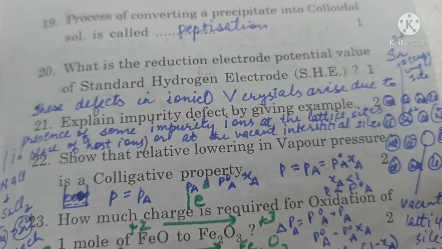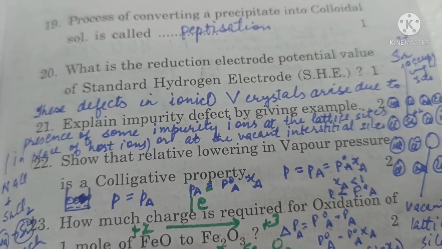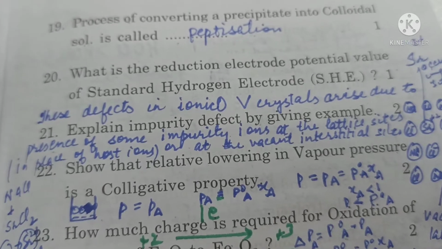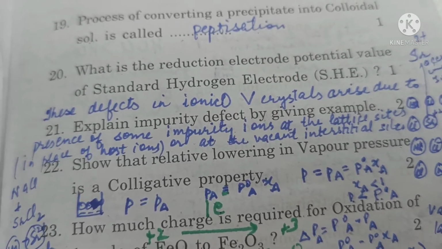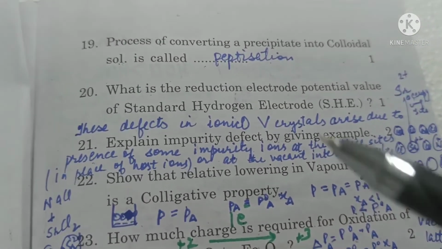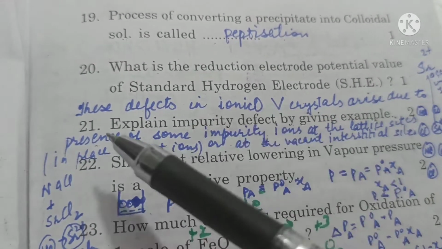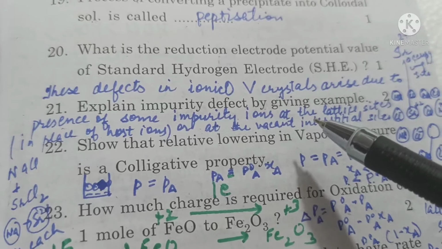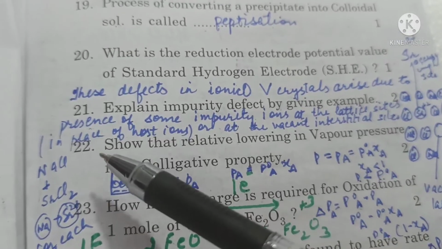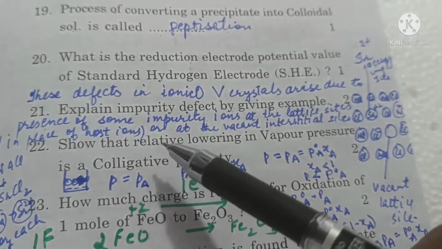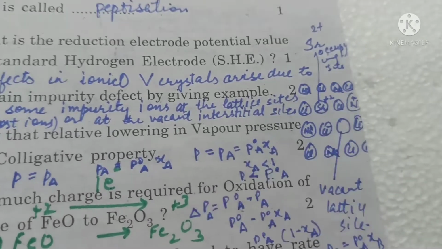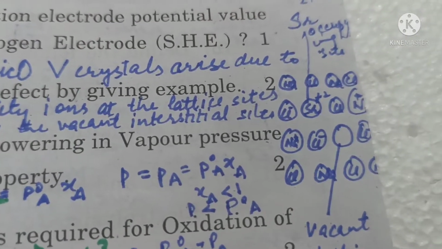What is the reduction potential value of standard hydrogen electrode? It is 0 volts. Explain impurity defect by giving example. So impurity defects in ionic crystals arise due to presence of some impurity ions at the lattice site in place of host ions at the vacant interstitial sites.